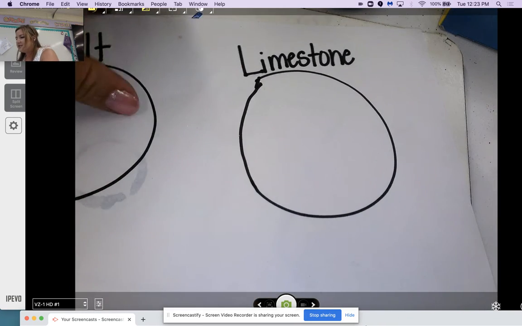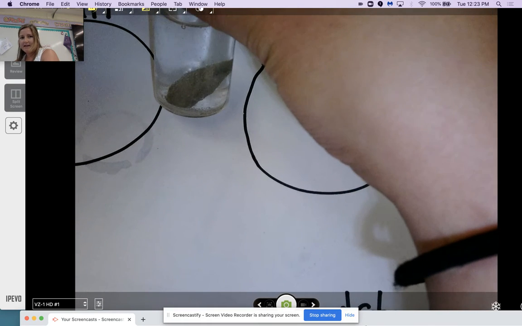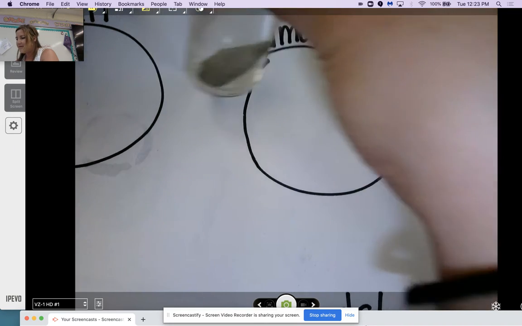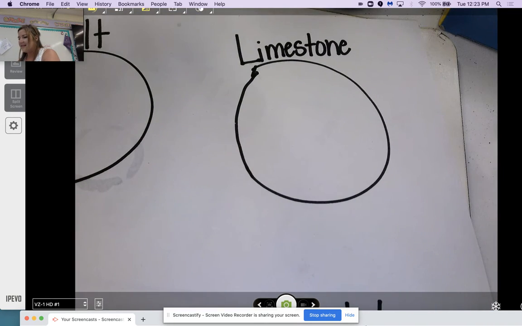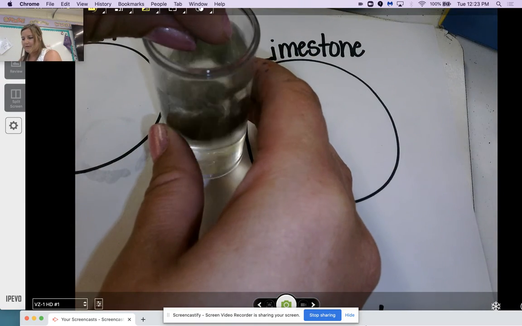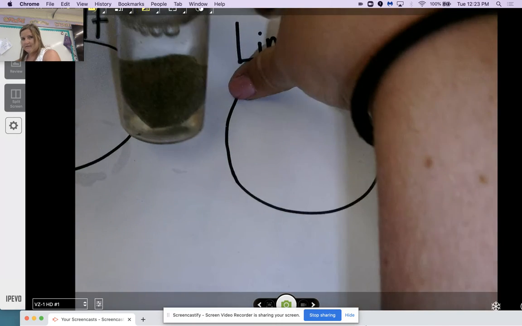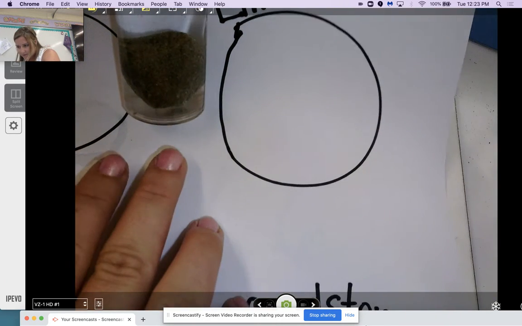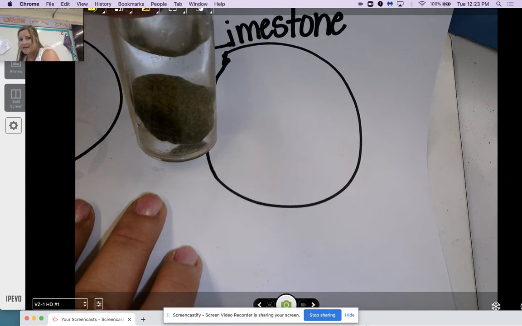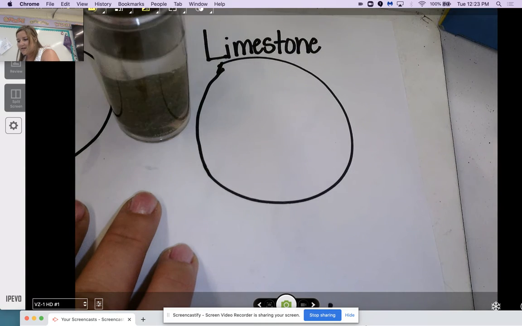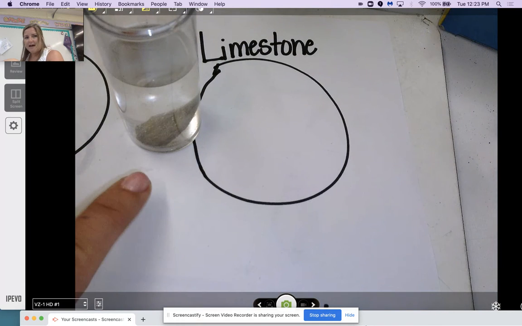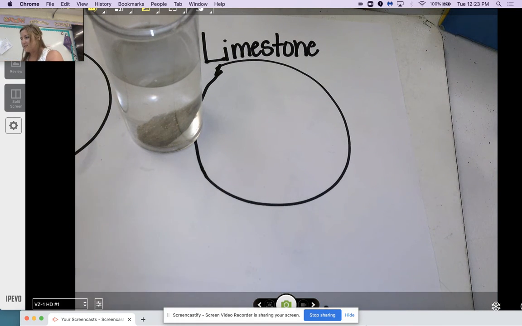Let me go ahead and show you what was happening to our limestone again. We can see it almost looks like a can of soda with all the bubbles coming off. And then last but not least, we have sandstone. I hope this fits. In sandstone, we again don't see much happening in here. Sandstone is just filling our container. The only one that was really producing a lot of bubbles was our limestone.